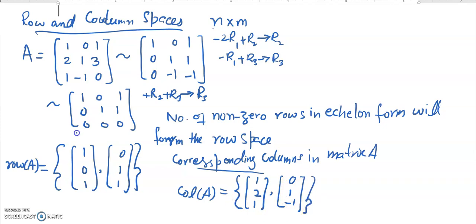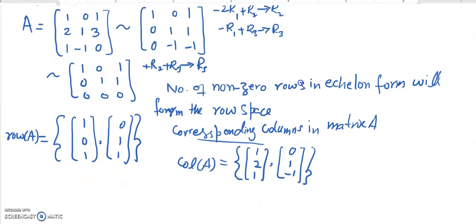Okay, so this will be the column of A. In addition, now we have found the column space and row space of this given matrix. There is a term called the rank of matrix A. The rank of matrix A is the dimension of the row space and the column space. In this case, the dimension of the row space is 2, and similarly the dimension of the column space is also 2. So both dimensions are the same, and that will be the rank of the matrix.